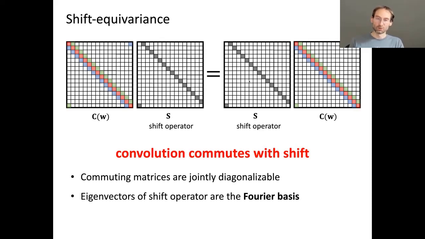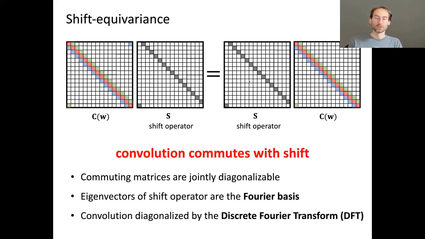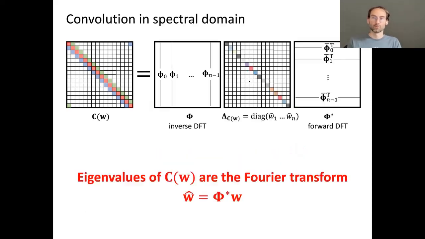And it's convenient to look at the shift operator. What we find is that its eigenvectors form the classical Fourier basis. These are the complex exponentials. So we sometimes say that convolution or circulant matrices are diagonalized by the discrete Fourier transform. Okay, so this is how it looks. Now, different circulant matrices have different eigenvalues. They have the same eigenvectors, but different eigenvalues. The missing piece of this picture is that the eigenvalues are given by the Fourier transform of this vector w that forms the circulant matrix.